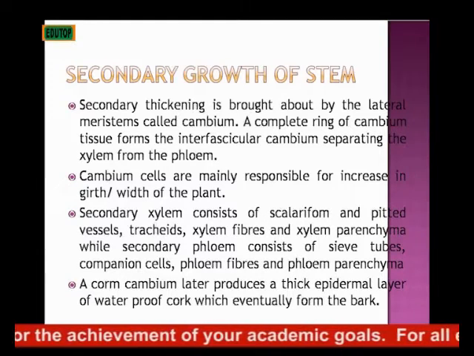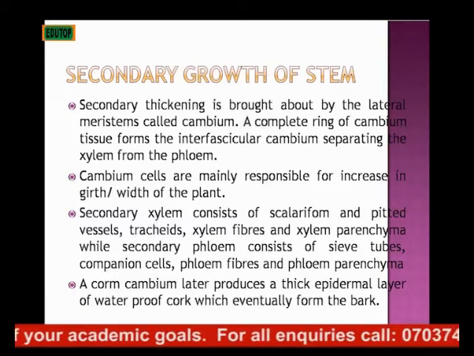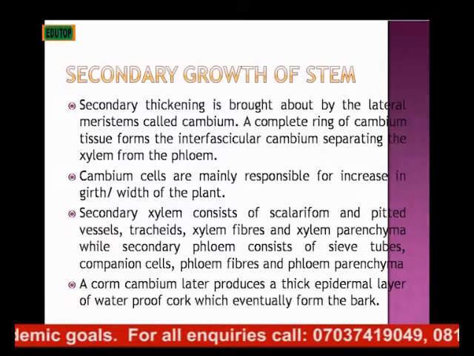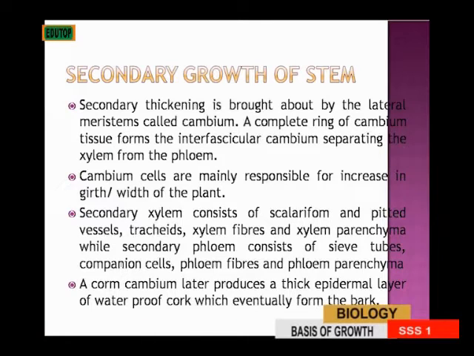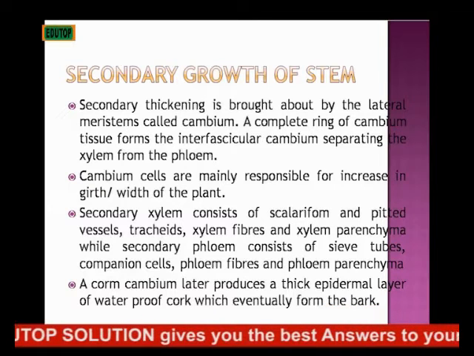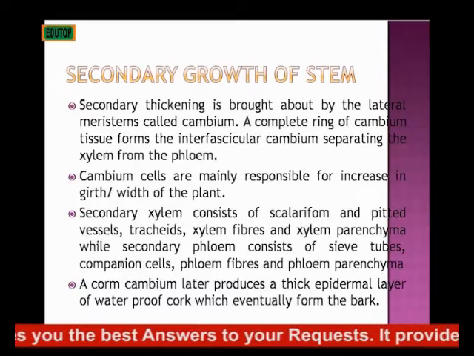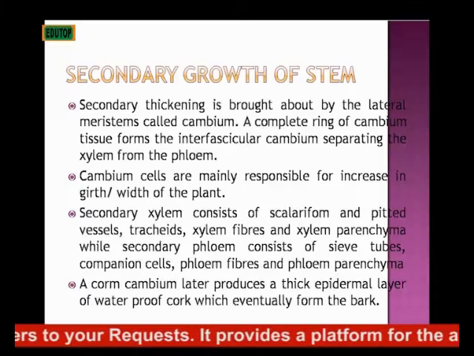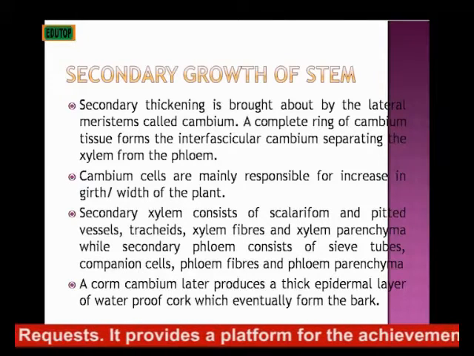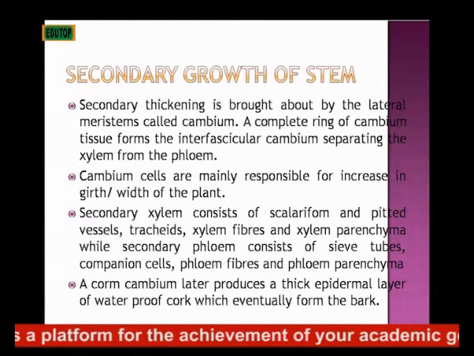A cork cambium later produces a thick epidermal layer of waterproof cork, which eventually forms the bark. I said earlier that the cambium cells are responsible for increase in the girth of the plants. Now, also, we have what we call a cork cambium. Cork cambium is the one that produces the thick epidermal layer that forms the bark of the tree. And the bark of the tree is a waterproof one.